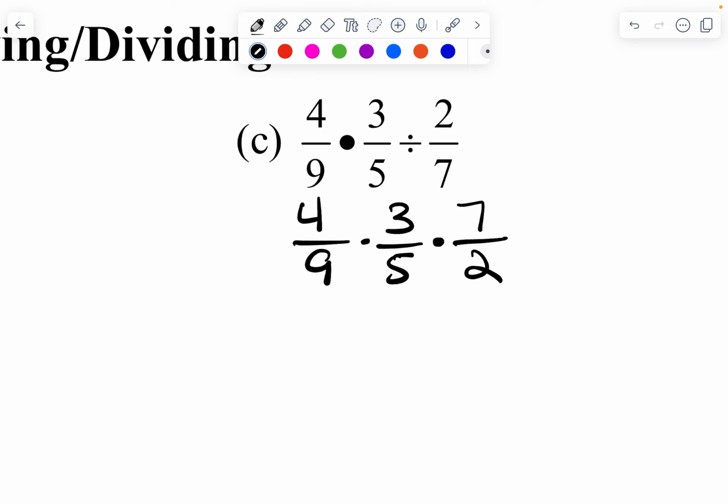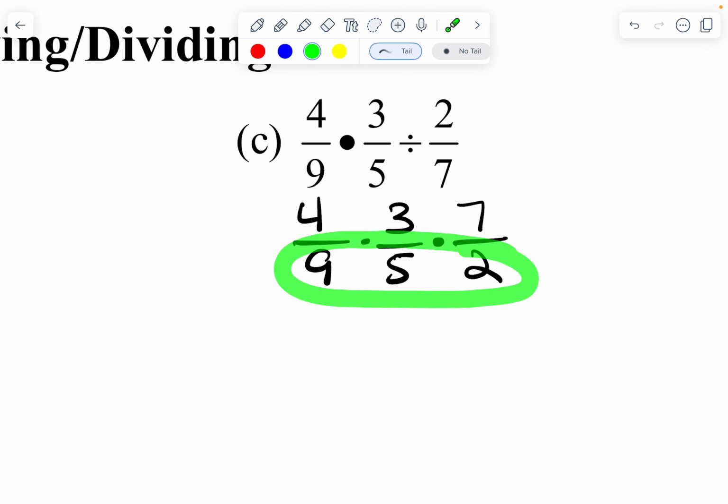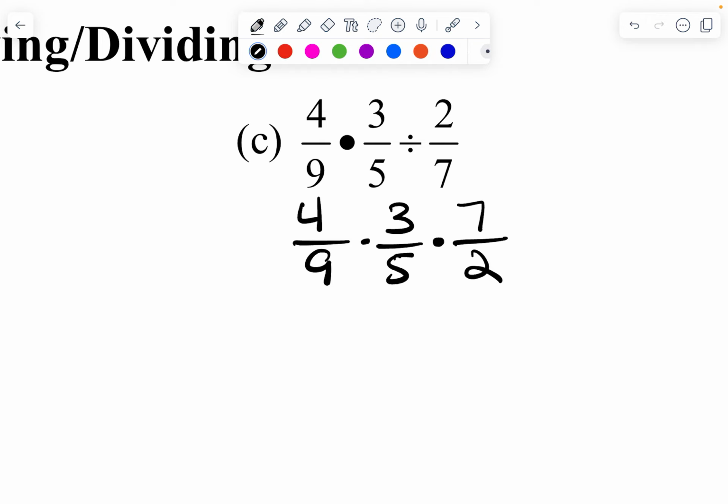Now what I want to look to do is to see if I can simplify any of these numerator values with any of these denominator values. And the first pair I notice is I've got the 4 here and 2 here. Both of those are divisible by 2. So 4 divided by 2 is 2. 2 divided by 2 is 1.